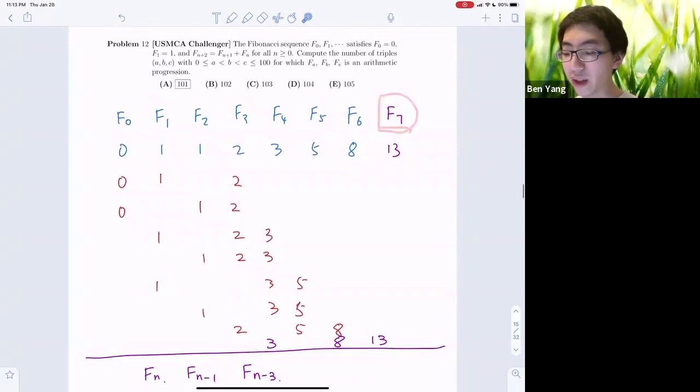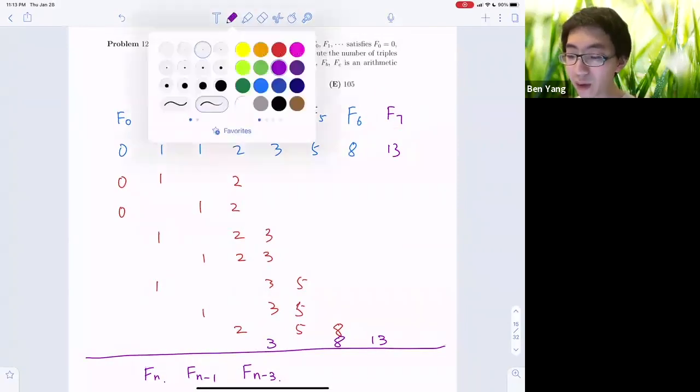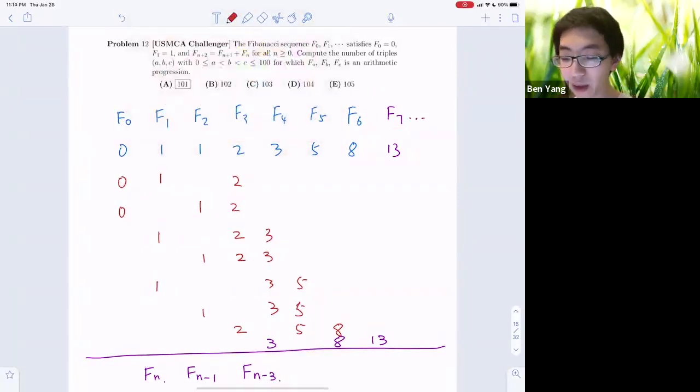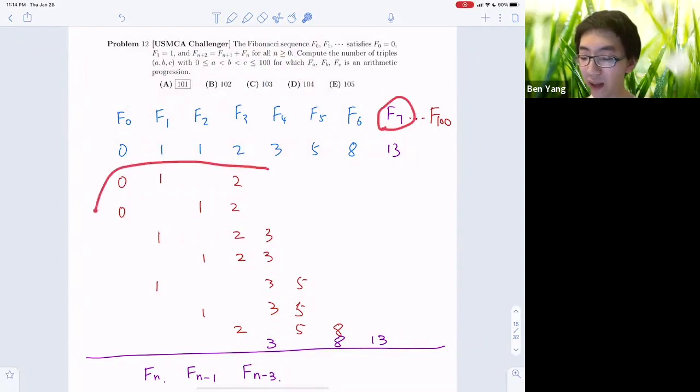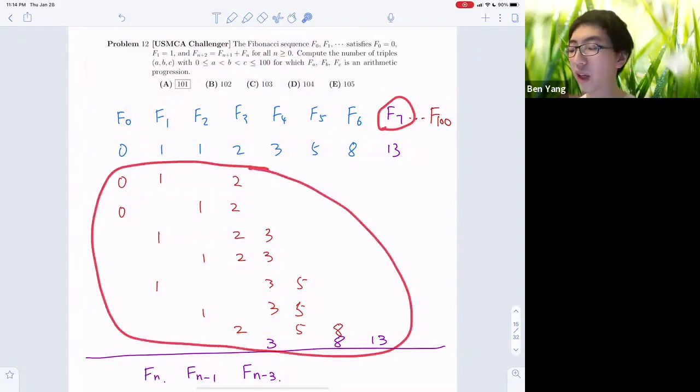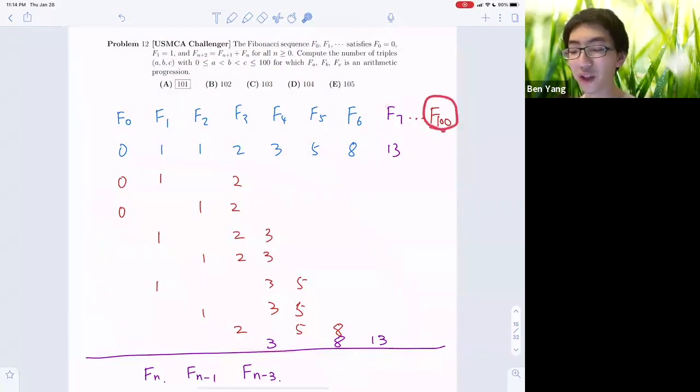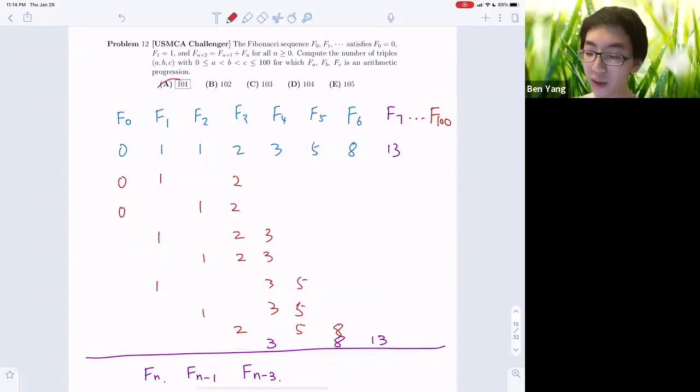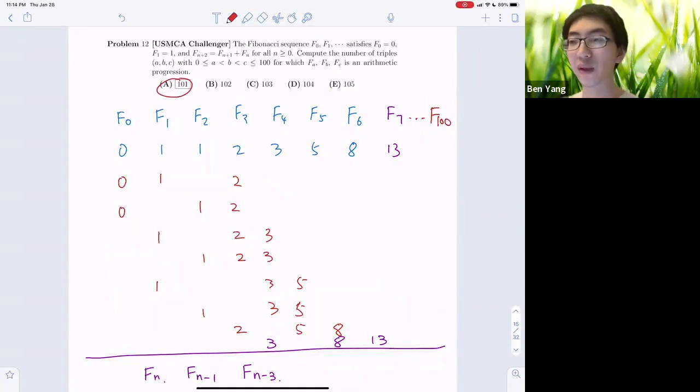So what we want is, the last term there is F of 100, F100. Then there should be 101 arithmetic progressions, because you see there's a +1 relationship. F7 gives 8 arithmetic progressions, so if it's F100, then there should be 101 arithmetic progressions. So the answer here is A, 101.